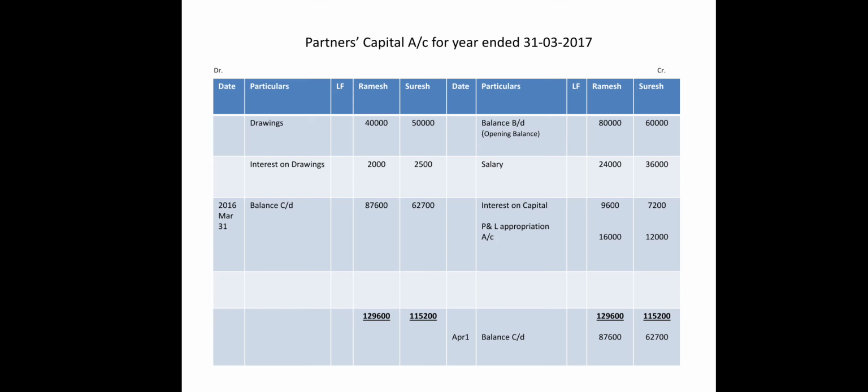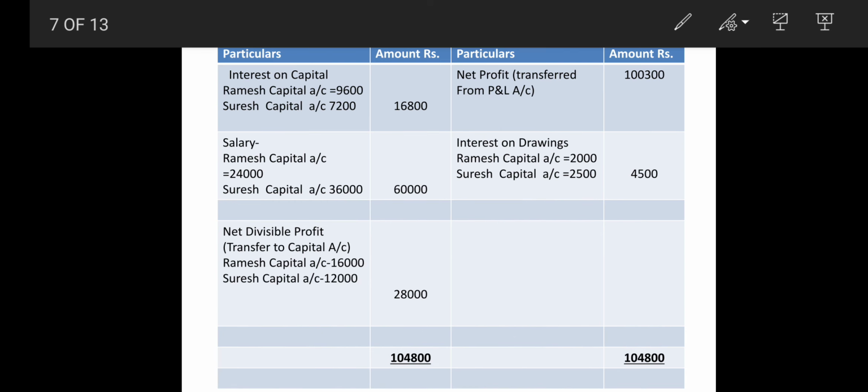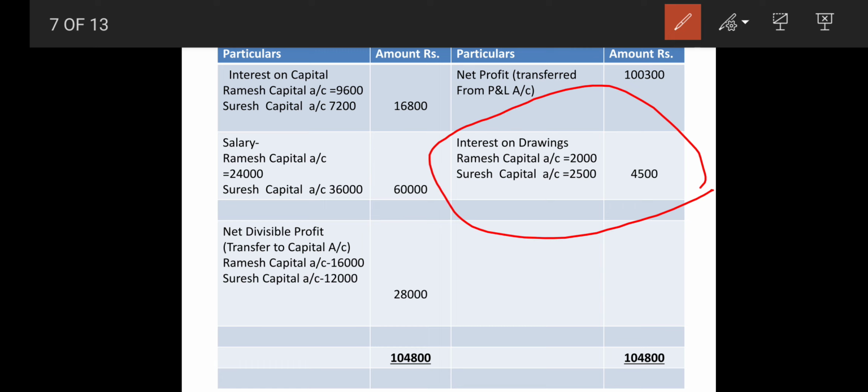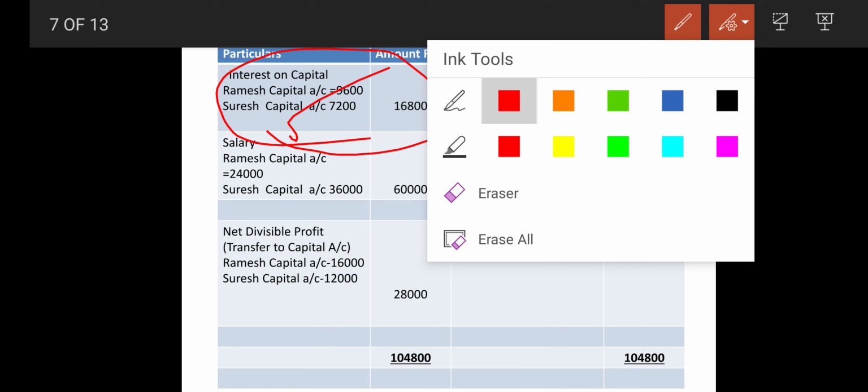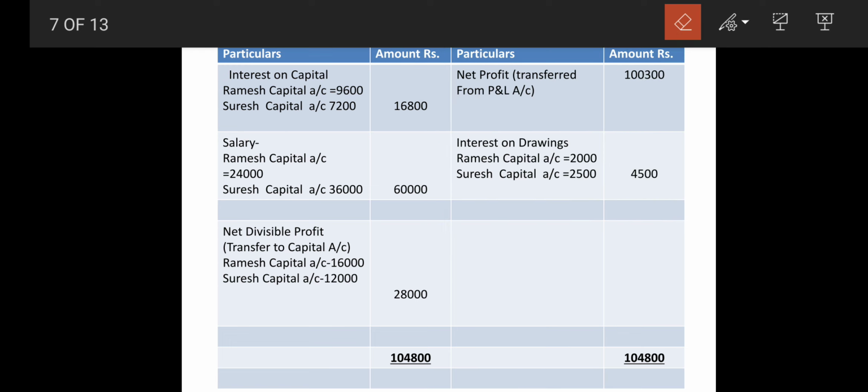Now interest on capital and interest on drawings are transferred to the partners' capital account. We are going to transfer them on the current P&L appropriation also. So that will be showing like this: interest on drawings on the credit side and interest on capital on the debit side, because interest on capital is an expense for the firm, while interest on drawings is income for the firm. So both are transferred simultaneously in this particular manner.